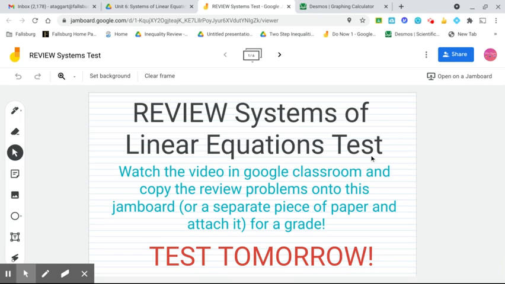Good morning. Today we are reviewing for the Systems of Linear Equations unit test.